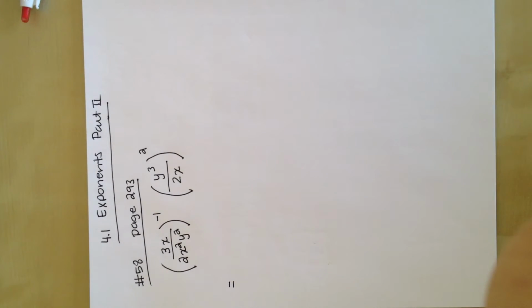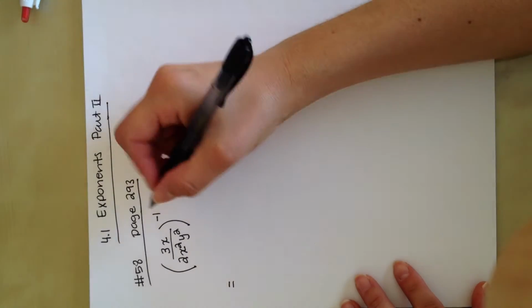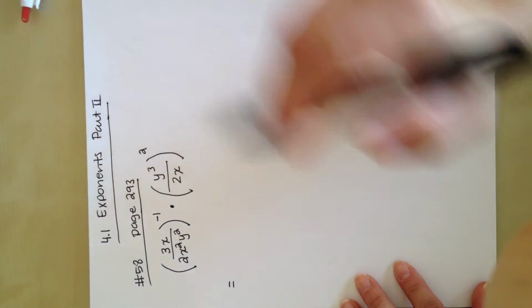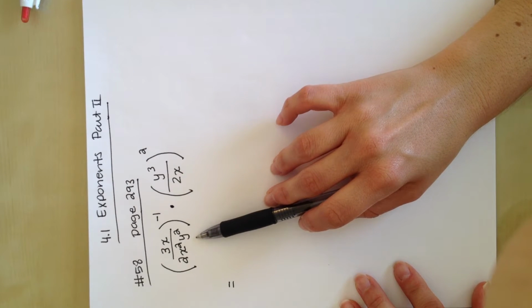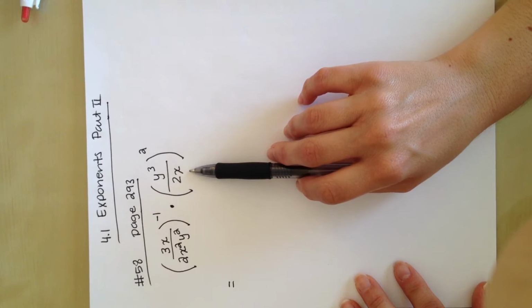Also, one more problem in 4.1. This is part 2 for exponents. I want to look at number 58 in your text on page 293. So we are multiplying two fractions here, and we have exponents on the outside, and then we have fractions on the inside of the parentheses.